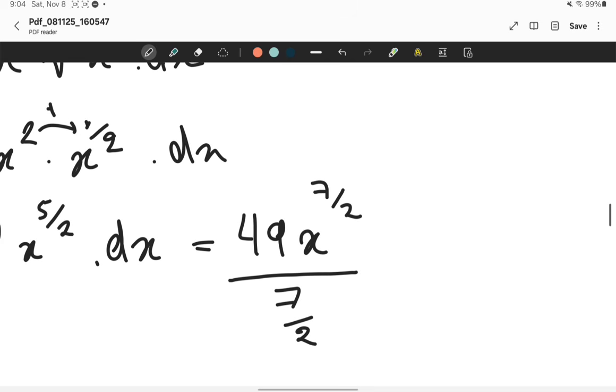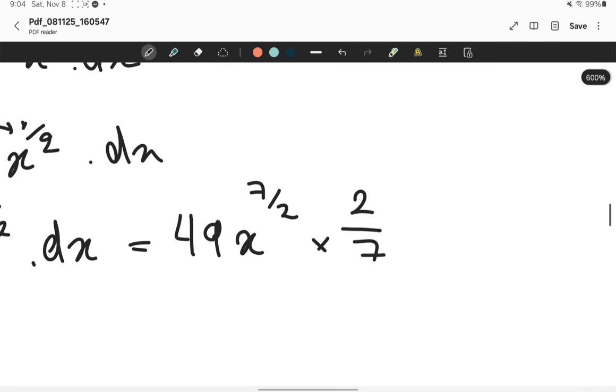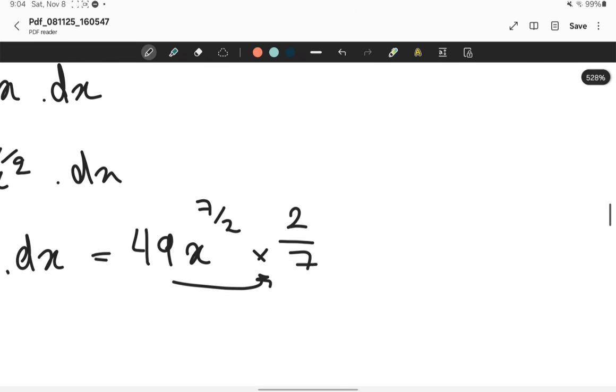And then we divide by 7 over 2. Now when you're dividing by a fraction, it's the same thing as multiplying by its opposite. So instead of dividing by 7 over 2, we can multiply by 2 over 7. Okay, I'll get rid of this part. So 49 times 2 over 7, you get 14. So you get 14 into x to the power of 7 over 2 plus c.